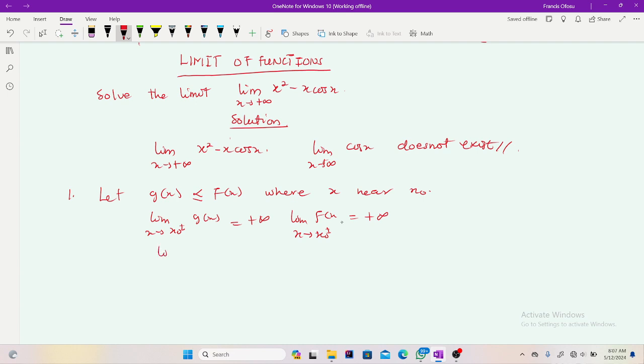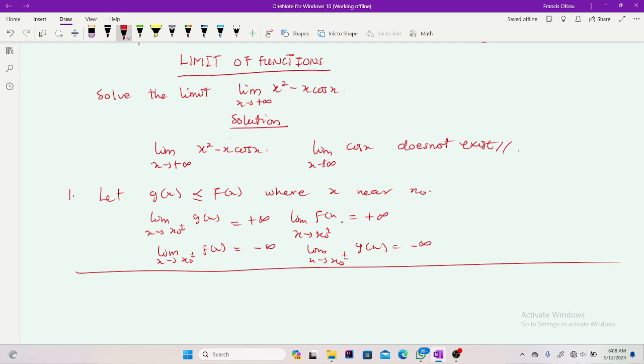Also, if the limit as x approaches x naught, plus or minus, of f of x is equal to negative infinity, then obviously the limit of g of x will also be equal to negative infinity. This is the other way around. If the limit of the bigger function is negative infinity, then the limit of the smaller function will also be negative infinity, because even the bigger one is approaching negative infinity, so the smaller will also approach negative infinity.